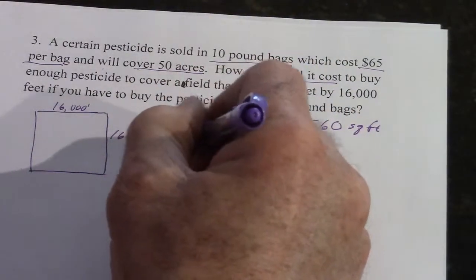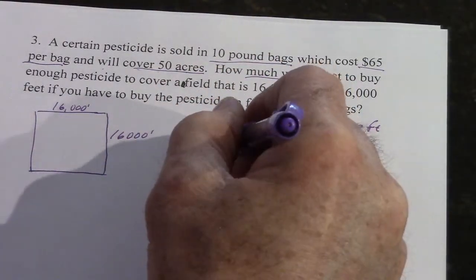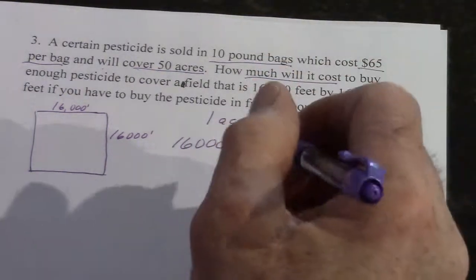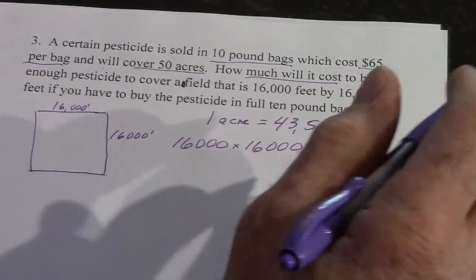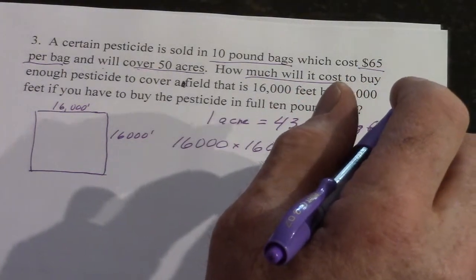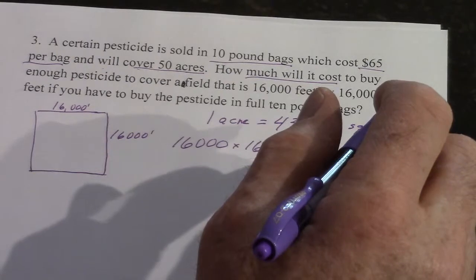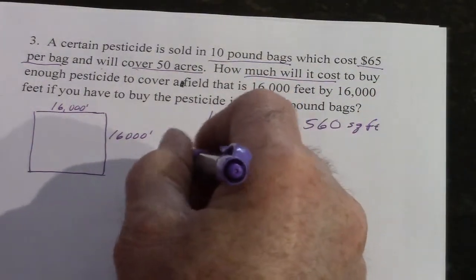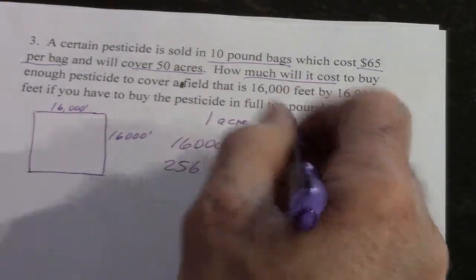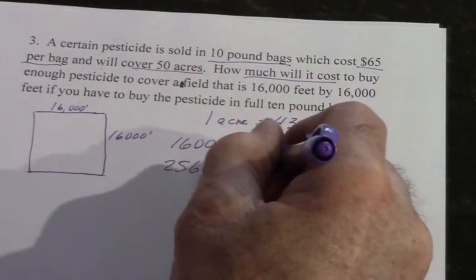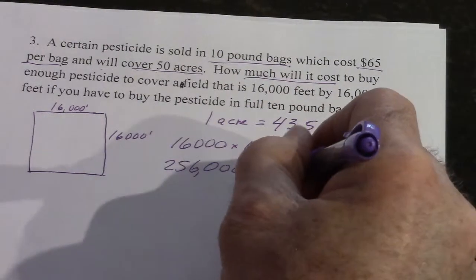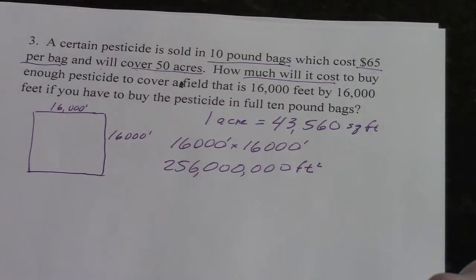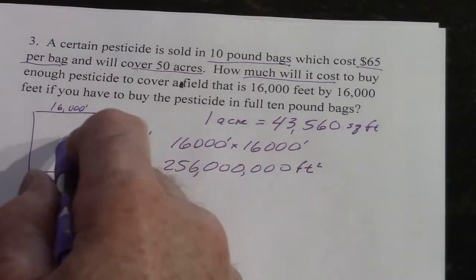So we will take 16,000 as basically one length, and the width is the same, so it's a square. 16 times 16 should be 256. And there's how many zeros? That should be 256, but there's 1, 2, 3, 4, 5, 6 zeros. That's 256 million square feet, because this is feet by feet, which gives you square feet. Wow, so that's how many square feet we have.